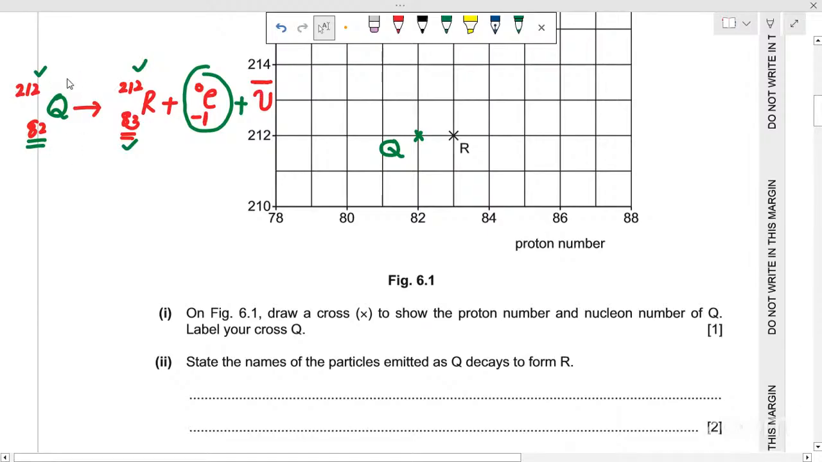In any reaction, lepton number must also conserve. How would you keep this in mind? As you know, this is a lepton and the lepton number of a particle is 1, and this is also a lepton and this is an antiparticle. So the lepton number of an antiparticle is -1. The lepton number at the reactant side is 0, and the lepton number on the product side should also add up to 0.